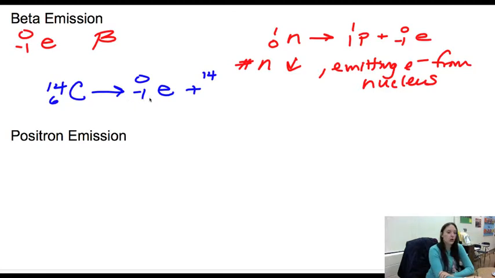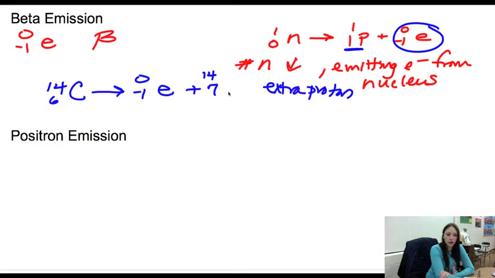And actually this number here is going to be 7, because 7 minus 1 is going to be 6. Your neutron turns into a proton and an electron. We emit this electron, which means I'm left with an extra proton. So your number of neutrons goes down, and we're left with an extra proton, which is why this proton number here went up. And proton number 7 is going to be nitrogen.